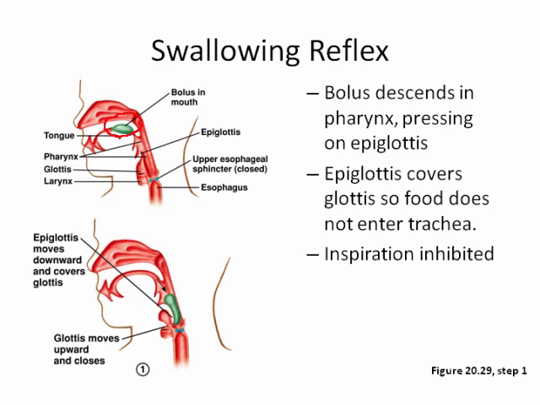First of all, we have the bolus of food in the mouth. Change color here so it shows up. Bolus of food in the mouth. It descends to the pharynx, pressing on the epiglottis. So it comes down here and presses on the epiglottis. It will do several things. First of all, the epiglottis is a flap of tissue that covers the glottis so food does not enter the trachea, so it prevents you from aspiration of food. But it also inhibits inspiration. By reducing breathing while we're swallowing, it reduces the likelihood of actually inhaling some of the food.